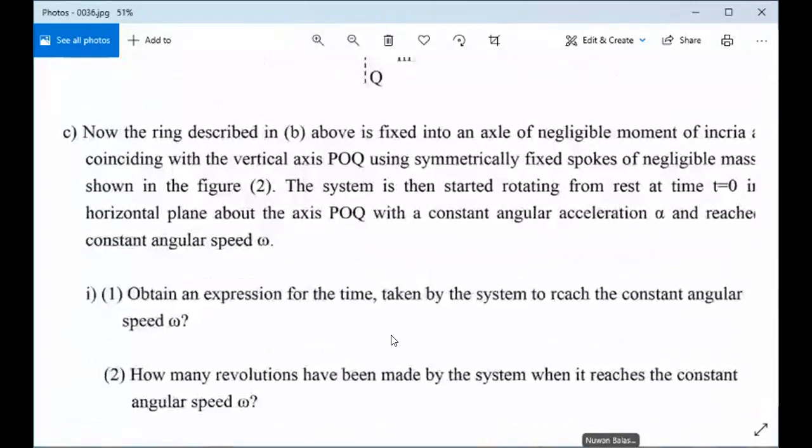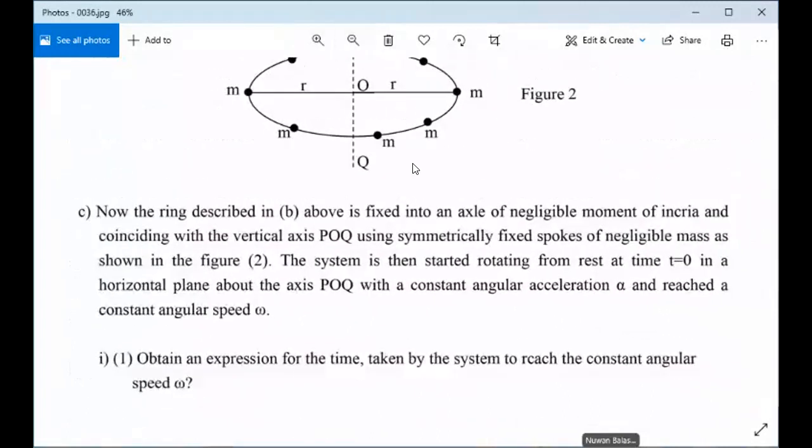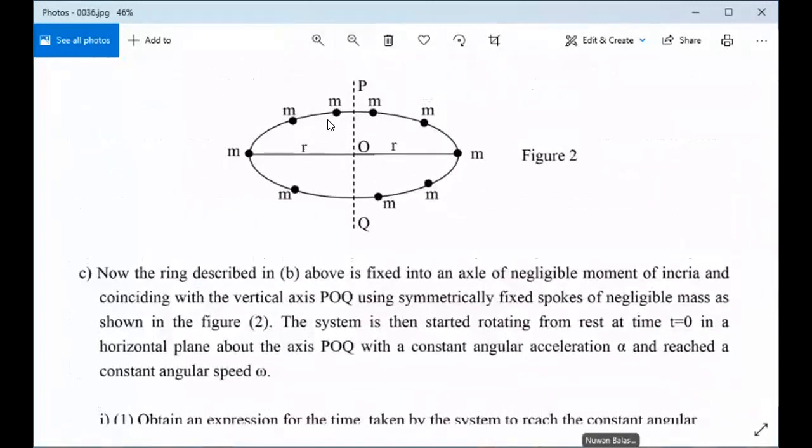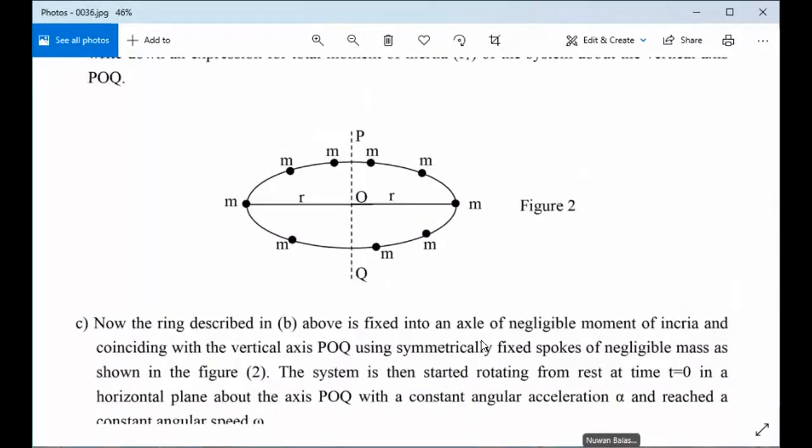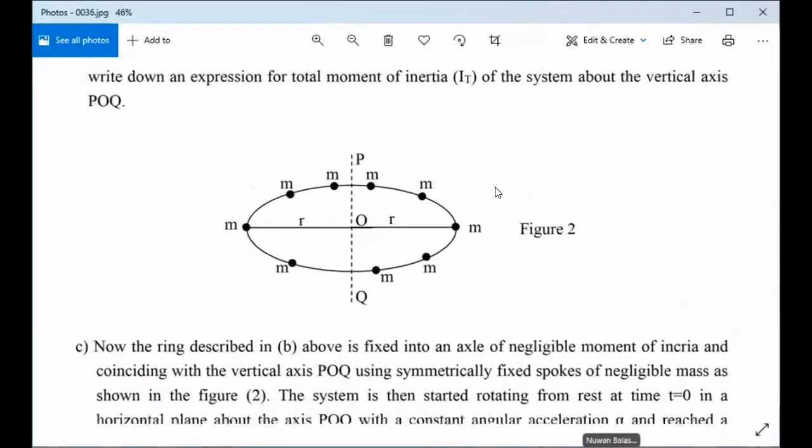See, they have given us the figure. Right. How many particles are there now? Let's count. 1, 2, 3, 4, 5, 6, 7, 8, 9, 10. 10 particles are there. Then the moment of inertia of a particle is I. Write down an expression for the total moment of inertia of the system about the vertical axis POQ. What is the moment of inertia of a particle, dear?